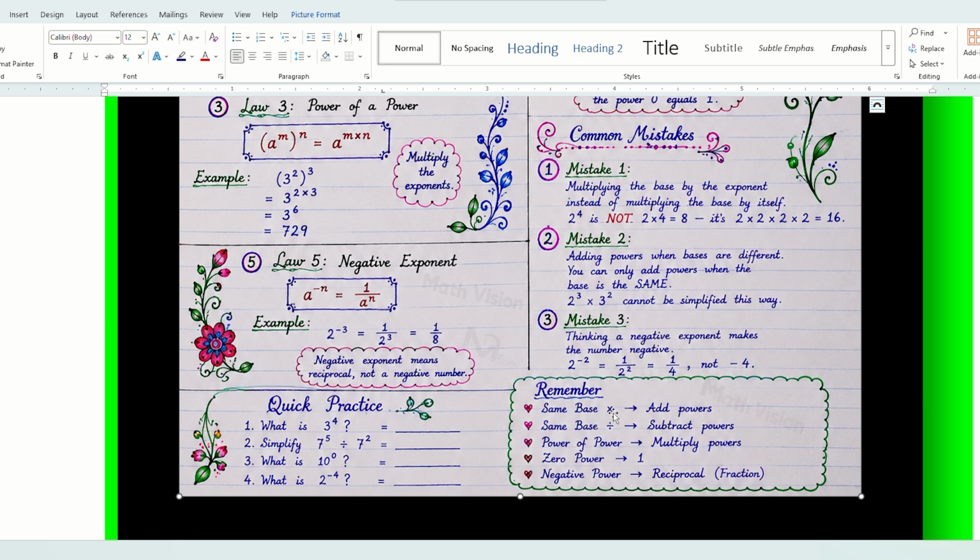Remember: same bases in multiplication, then powers will be added. Same bases in division, then subtract powers. Power of a power, multiply the powers. Zero exponent: any number with zero exponent, the answer will be 1. Negative power means reciprocal. For 2 raised to power minus 2, the negative exponent changes to the reciprocal and the answer will be positive.